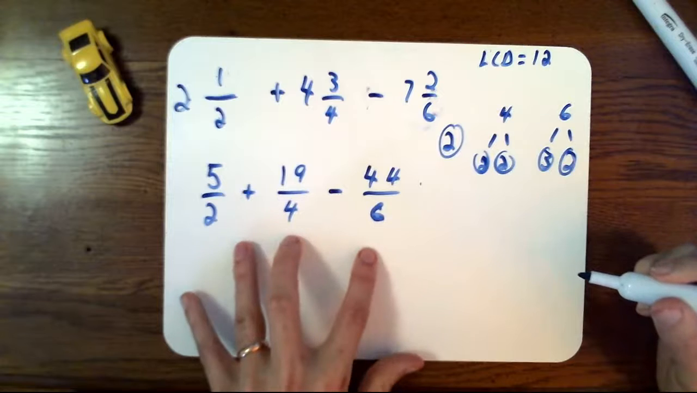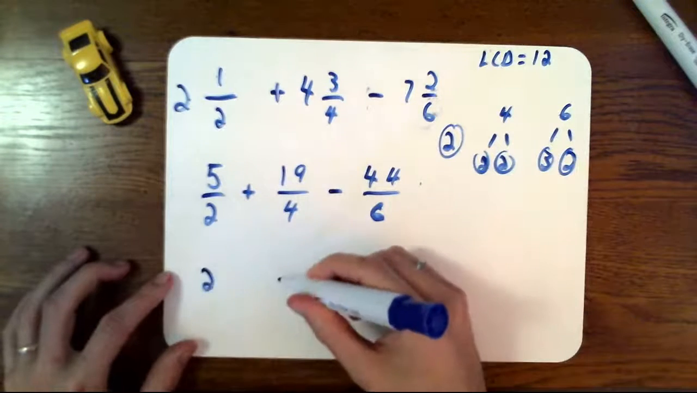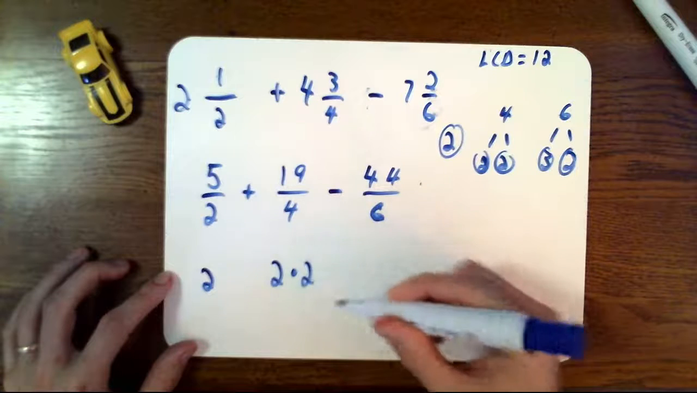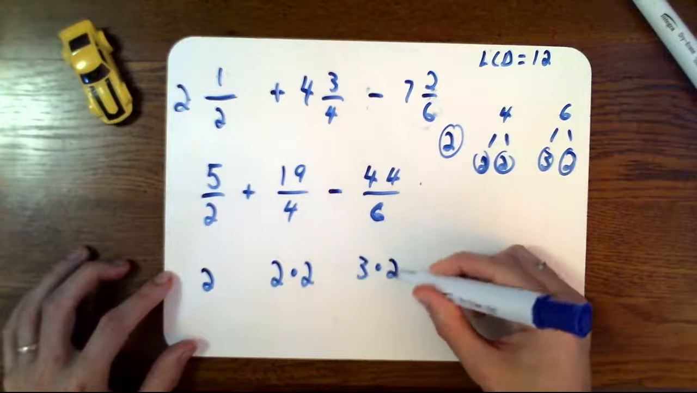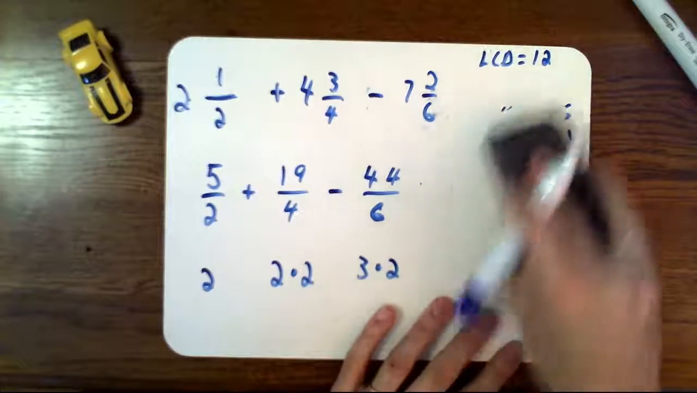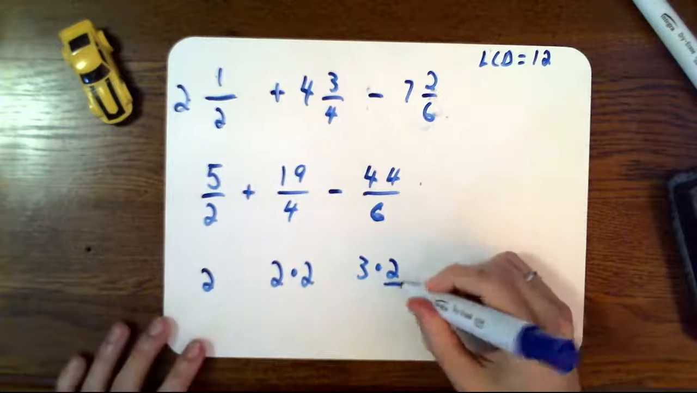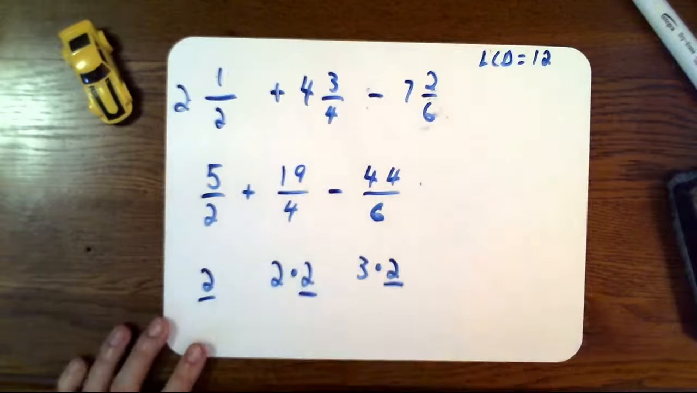So I'm going to write out each of these in their prime forms. This is already prime. This is now in prime form. This is now in prime form. So what do these 3 numbers share? Well, they all at least have a 2.